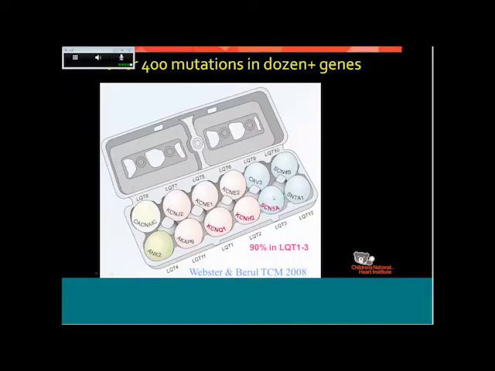There's about 400, 500 mutations in over a dozen genes. I made this cute drawing of eggs showing the dozen genes, but I have to hatch some new eggs because there's now more than 12 known genes. But 90% of the known mutations are in these three genes. Two potassium genes shown here and one sodium channel gene account for the vast majority of known long QT syndrome. Others are all single percentages.